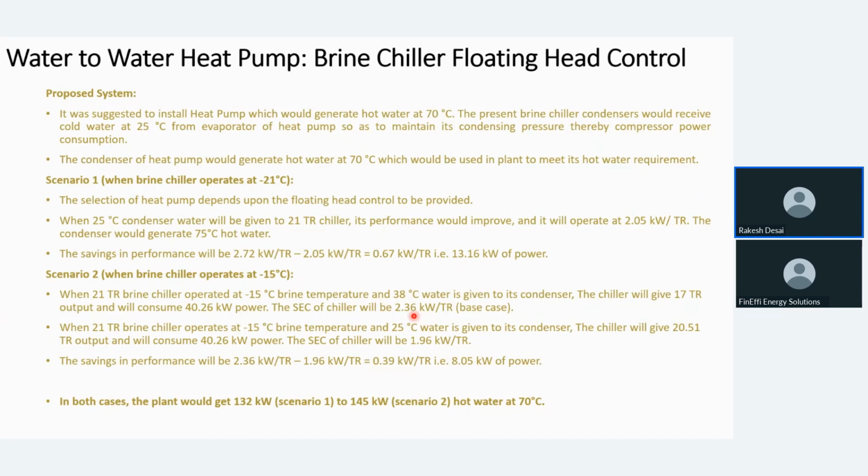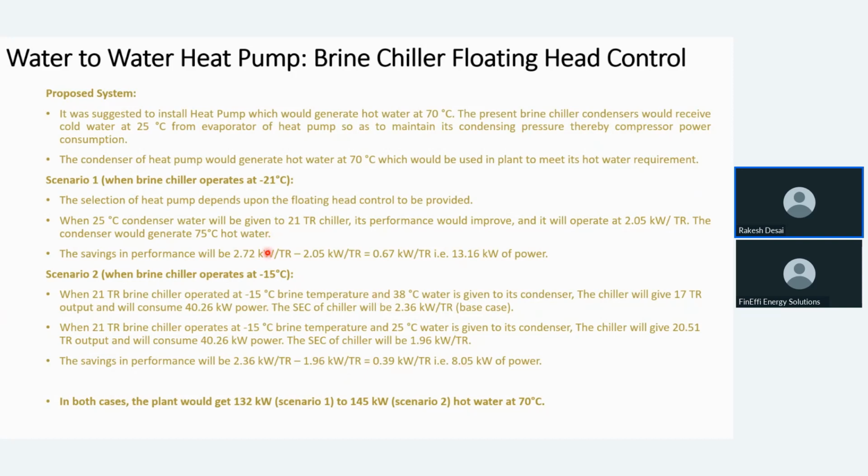What will happen if we provide 25 degrees centigrade water? So when the 21 TR brine chiller operates at minus 15 degrees centigrade and 25 degree water is given to the condenser, see the increase in the chiller output: from 17 TR, it started giving 20.51 TR output at the same power consumption. So specific consumption reduces to 1.96. So what is the performance improvement? From 2.36, it came down to 1.96. That is 0.39 kW per TR, or 8 kW of power reduction.